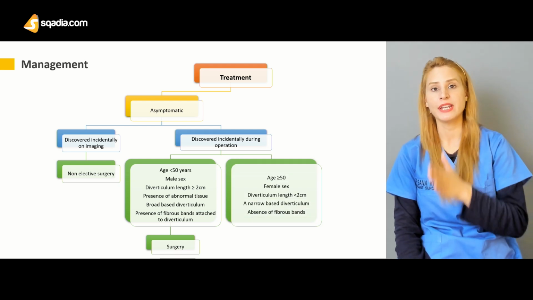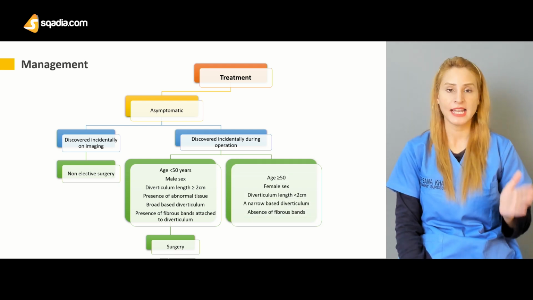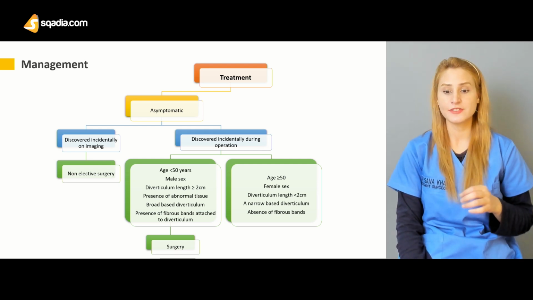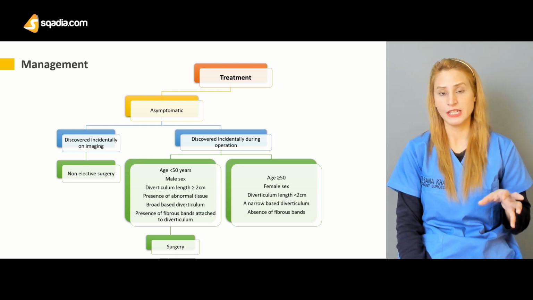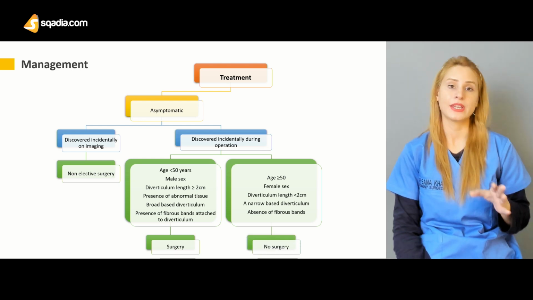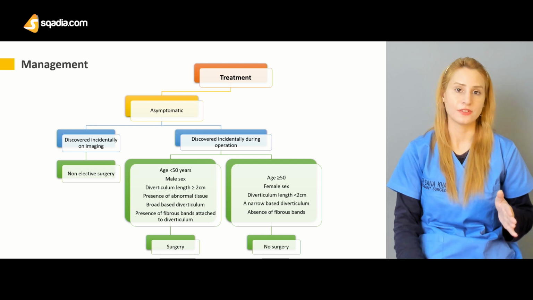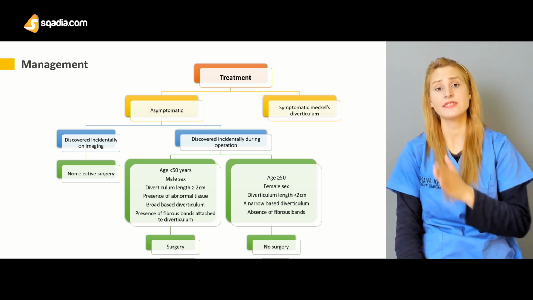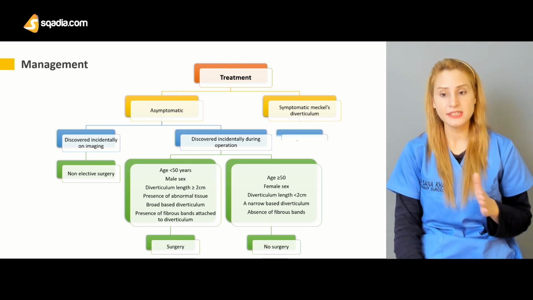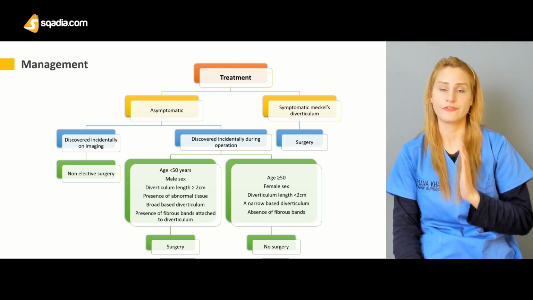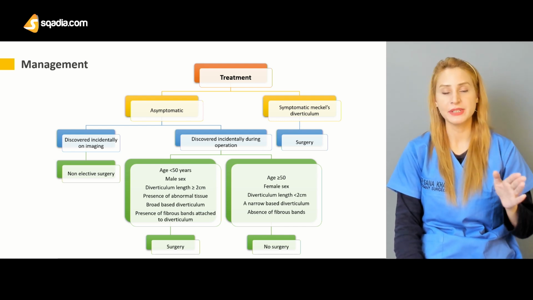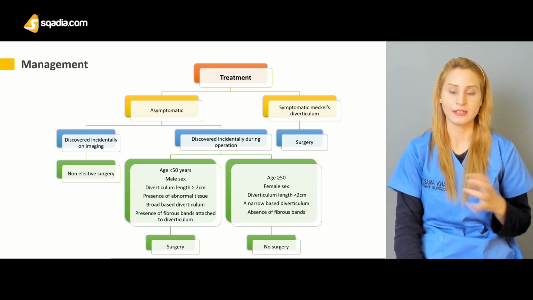But if the age is greater than or equal to 50, female sex, diverticulum length less than 2 centimeters, a narrow-based diverticulum, and absence of fibrous bands, then you can wait and you don't have to go for immediate surgery. In case of symptomatic Meckel's diverticulum, you have to go for surgery, and the surgery is obviously diverticulectomy. We will be discussing diverticulectomy in the next section.